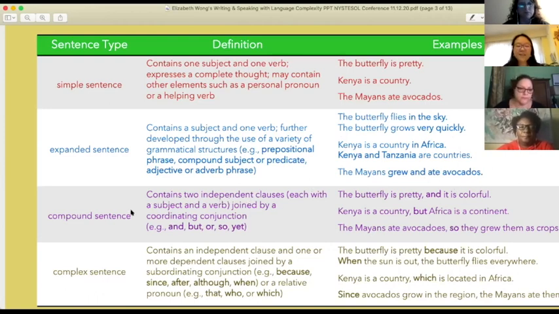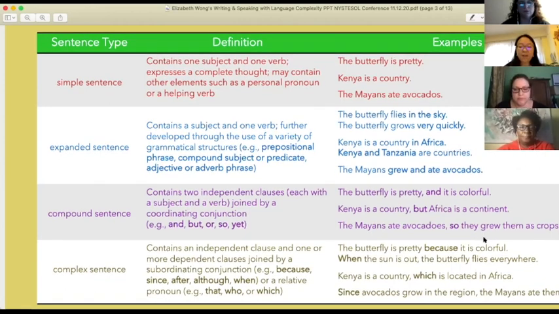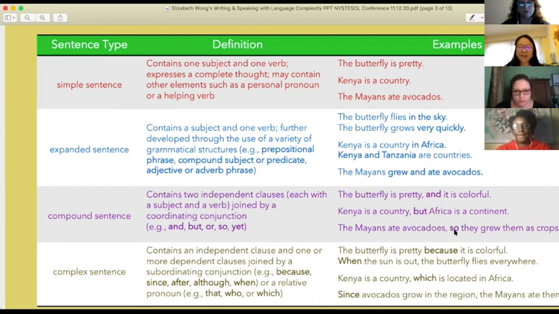Okay, so the third sentence type is the compound sentence, and the examples are, "The butterfly is pretty and it is colorful." Okay, so the and is the coordinating conjunction that makes this a compound sentence, connecting two independent clauses. The next example is, "Kenya is a country, but Africa is a continent." So but is the coordinating conjunction, again, connecting two independent clauses. And the third example from fifth grade is, "The Mayans ate avocados, so they grew them as crops." Okay, so is that coordinating conjunction connecting the two independent clauses. And the fourth and probably the most sophisticated sentence type is the complex sentence.